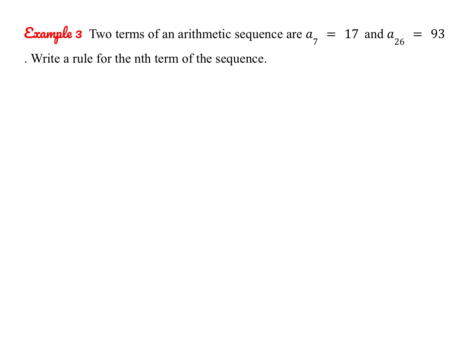All right, so now we're going to try one that's a little bit trickier because we are not given the first term or the common difference, but we are given 2 terms of an arithmetic sequence. So a sub 7 is 17 and a sub 26 is 93. So we can actually use those to make a system of equations. And if we have 2 equations, we can solve for the 2 things we're missing, which is a sub 1 and d.